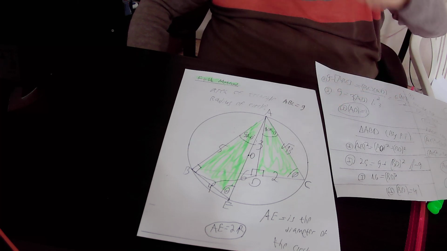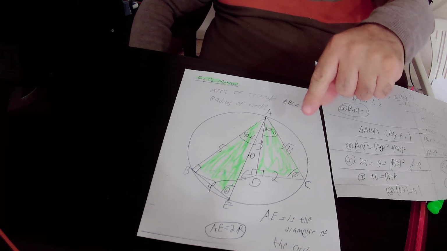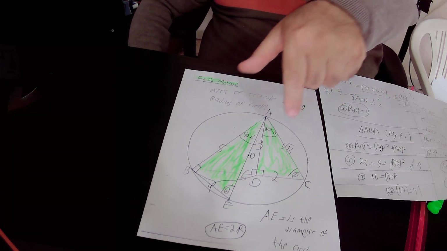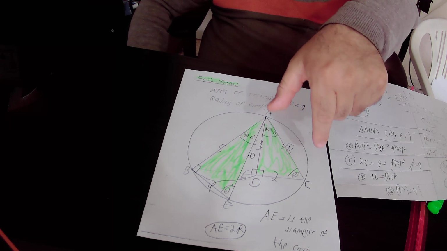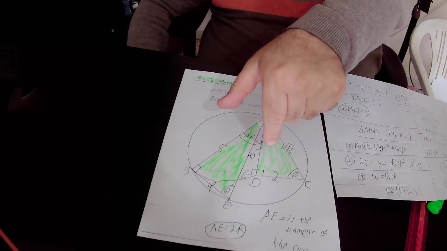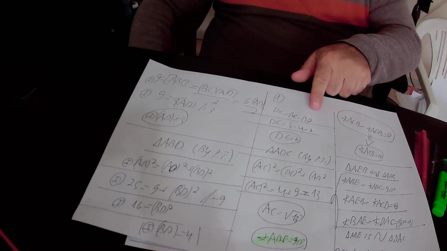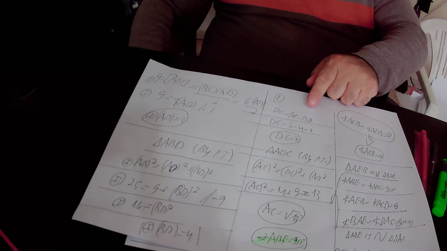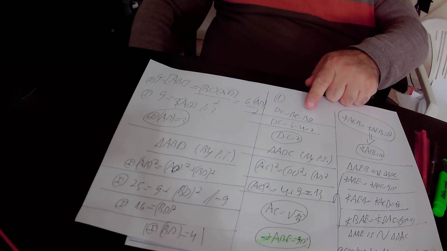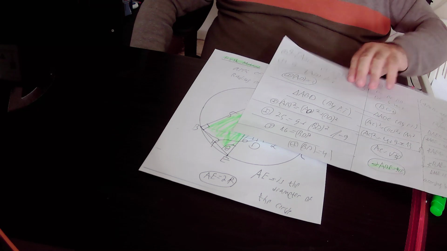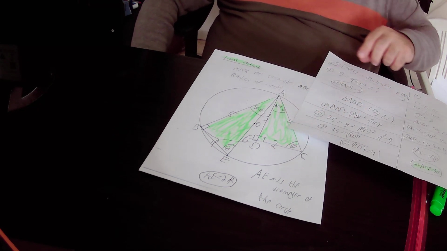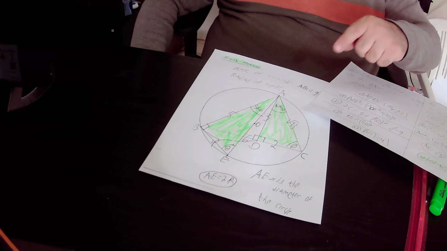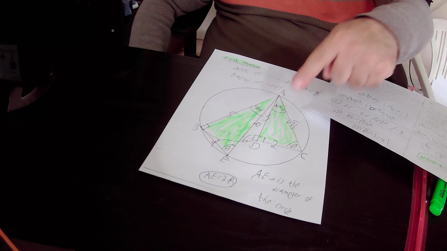Then we found out the value of DC. From the drawing, it is very easy to see that DC equals BC minus BD. BC is 6 units, BD is 4 units, so in conclusion we found out that DC equals 6 minus 4, that is 2 units. Then we focus on the right triangle ADC.